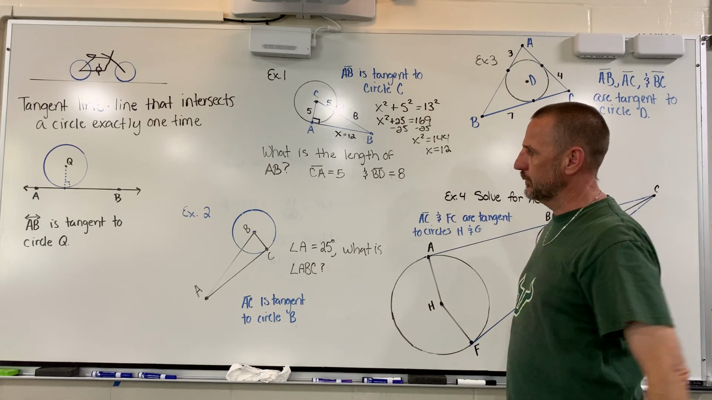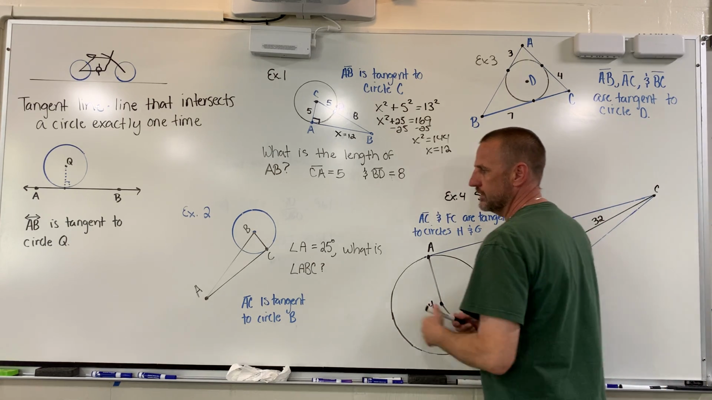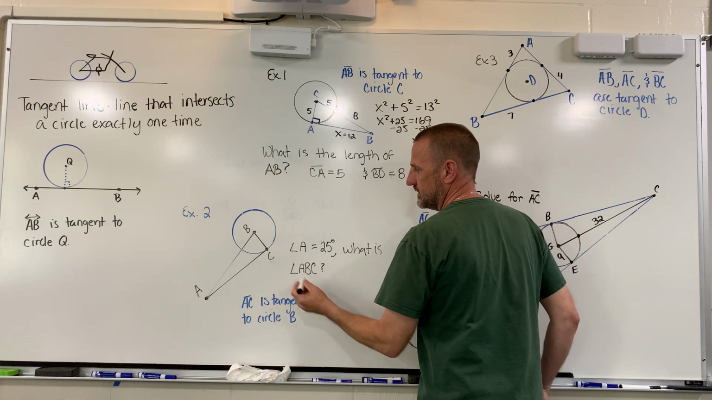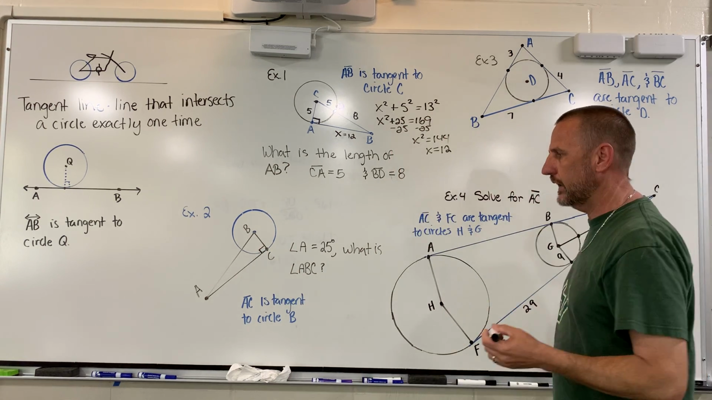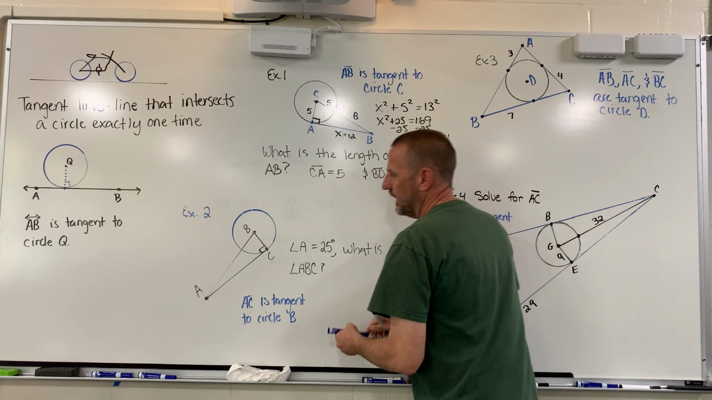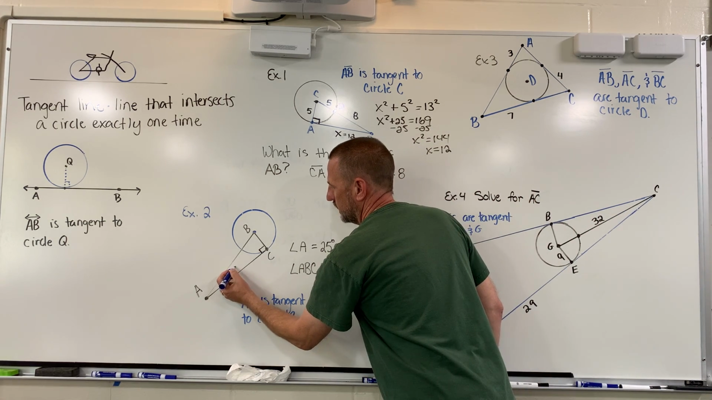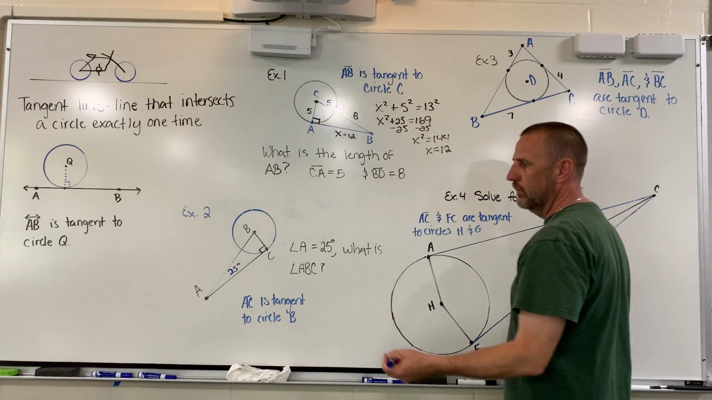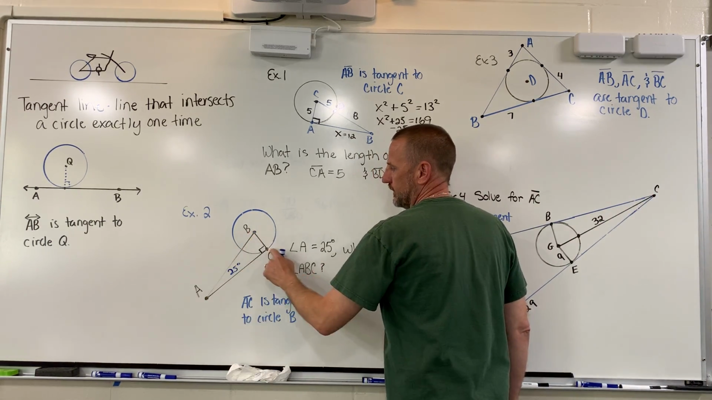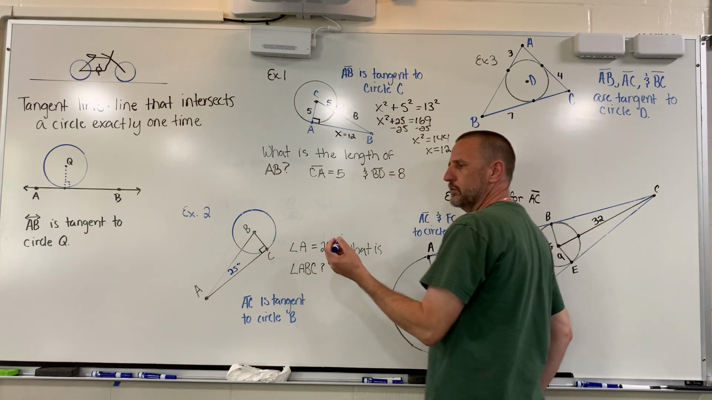Just like as I get to number 2, if I keep in mind that this is a tangent line, then this is 90 degrees. If I say that angle A is 25 degrees, and then I ask, what's angle ABC? Well, again, I have a triangle, and we know that triangles have to make 180.